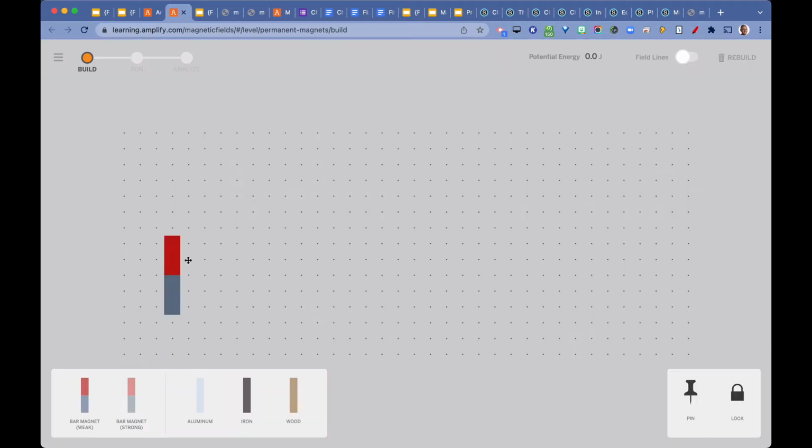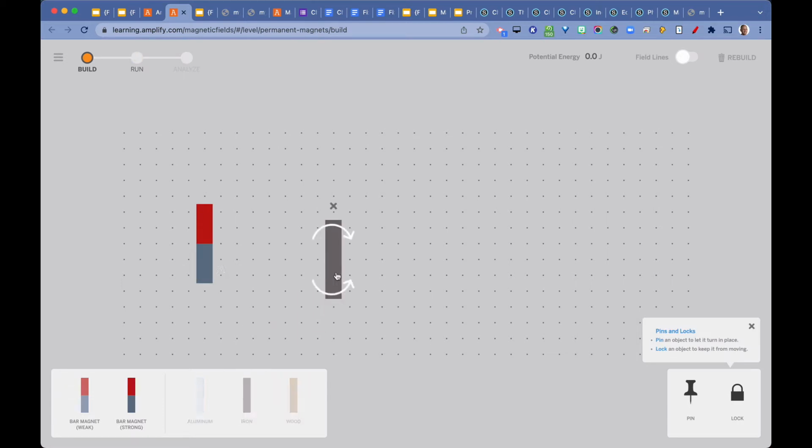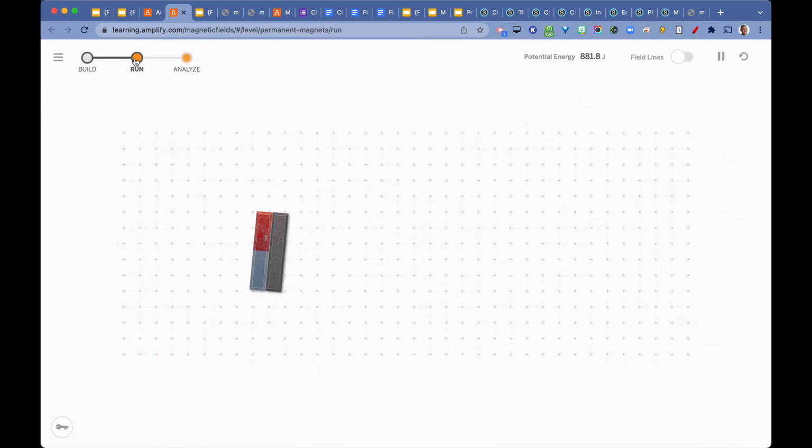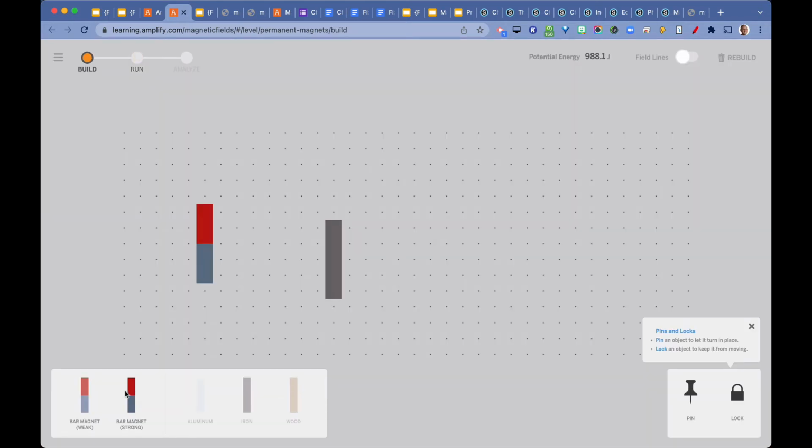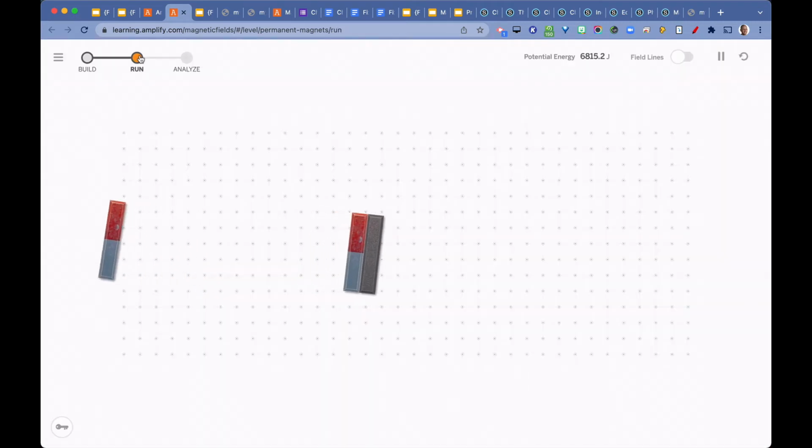Alright, so in the sim, they got to explore and figure out what features the sim has, and then they played around and saw what happened with various magnet combinations and various materials combinations, etc. So here's our second magnet here. We run it and we see what happens.